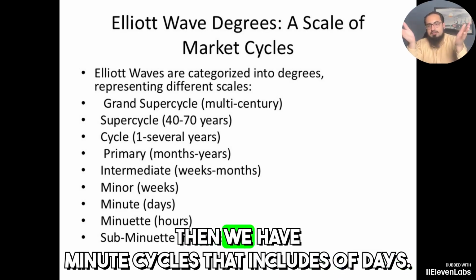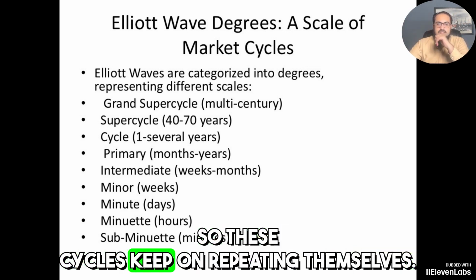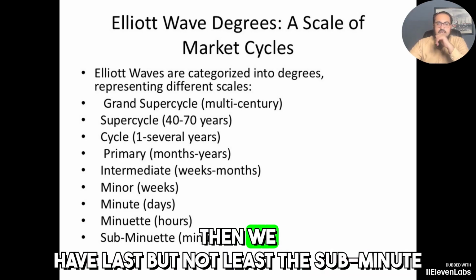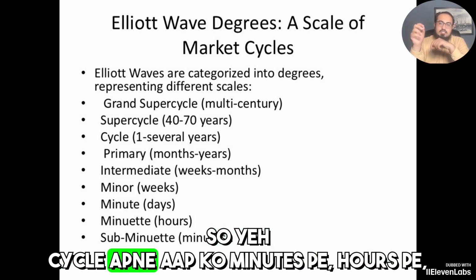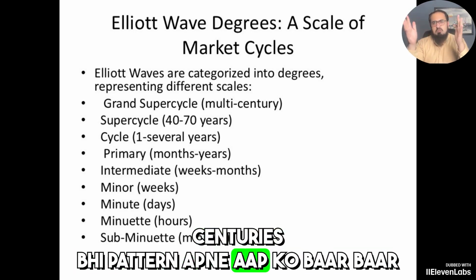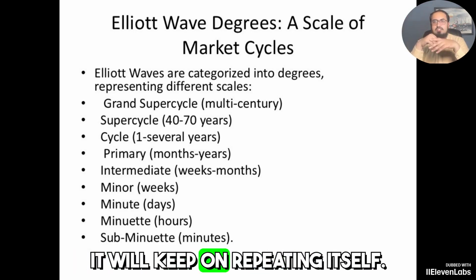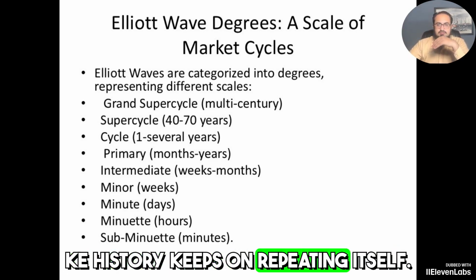Then you have minor cycles that are weeks. Then you have minute cycles that include the days, and minute cycles that include the hours. So these cycles keep on repeating themselves. Then, last but not least, you have the sub-minute cycles that are just simple minutes. So these cycles repeat themselves in minutes, hours, days, weeks, months, years, centuries, and the pattern will keep on repeating itself. The foundation of a technical trader is that history keeps on repeating itself.